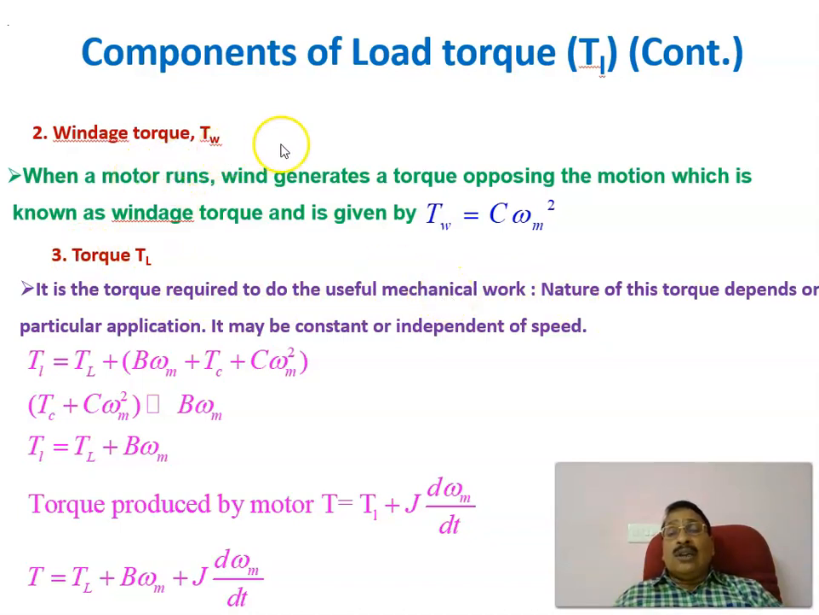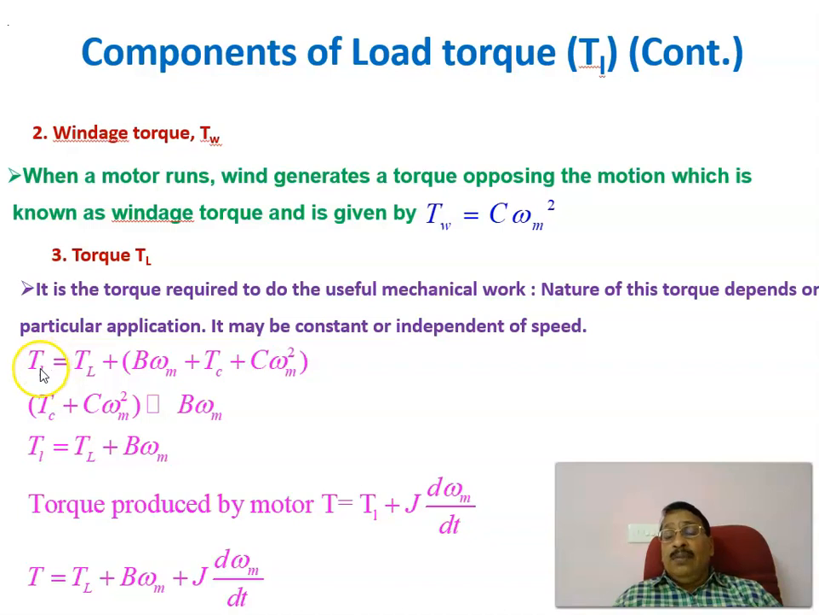Therefore, the load torque can have three components. One is the friction torque, which itself has three components, as we have already seen. Second is windage torque. Third is TL, producing the useful mechanical output power. Therefore, the load torque can be represented as capital TL plus B omega m, the viscous friction, plus Coulomb friction. We are neglecting stiction, or TS, since it is very small. Then TC plus the windage torque C into omega m square.